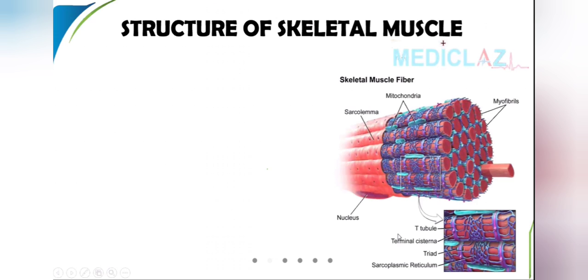Now you can see the same thing here. Whatever I told you, these are all myofibrils, and this is a muscle fiber. This muscle fiber has many myofibrils, and each myofibril has alternating dark and light bands. This is because of the sarcomere. We'll come back to it. Now this muscle fiber is covered by a membrane. This membrane is known as sarcolemma. You can see this reddish thing is the sarcolemma.